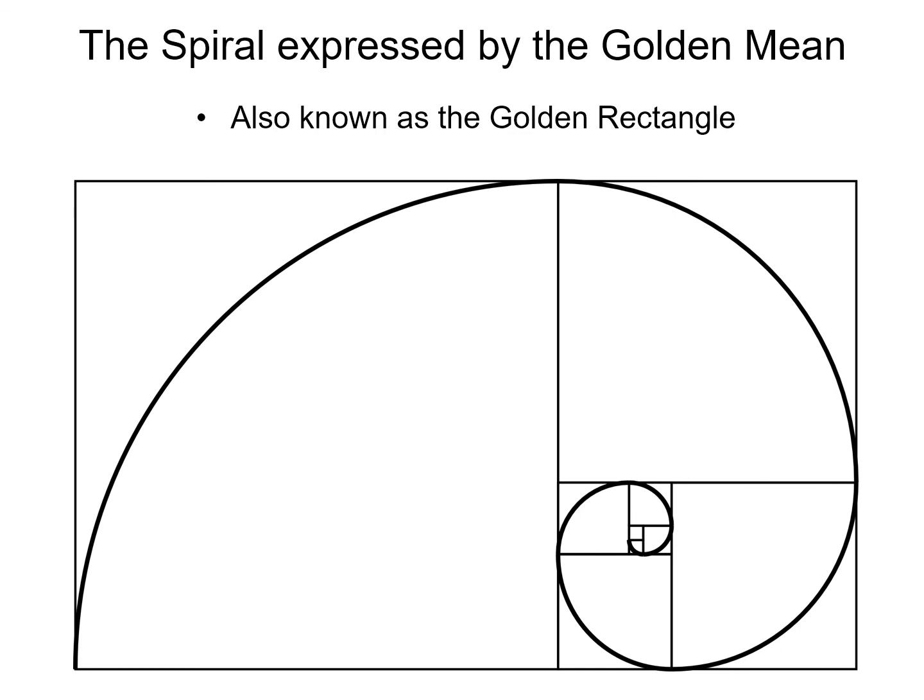Here's the spiral again, our chambered nautilus. Let's look at how the golden mean applies. So the longest side of the entire, this measurement of the entire form, is this side right here. This side is 1.618 times larger than this side right here, which is the measurement from here to here. And then it goes down from there.